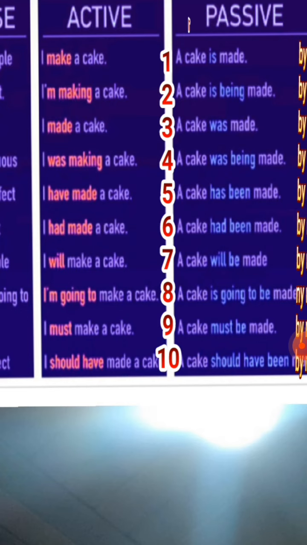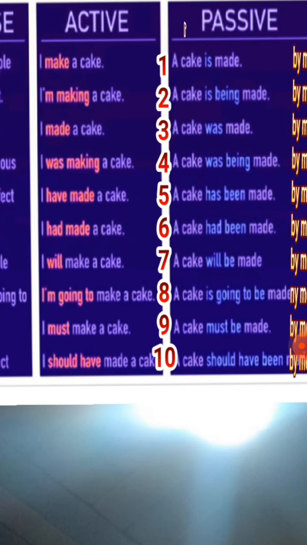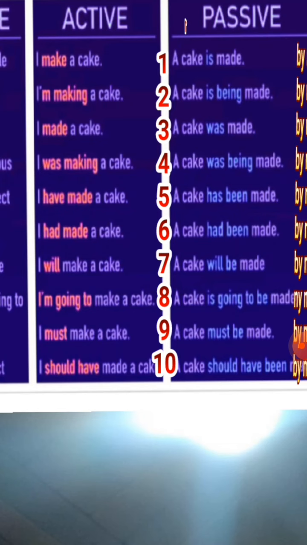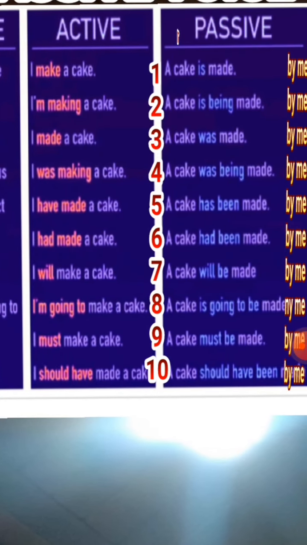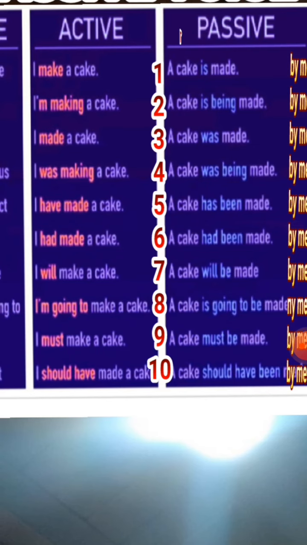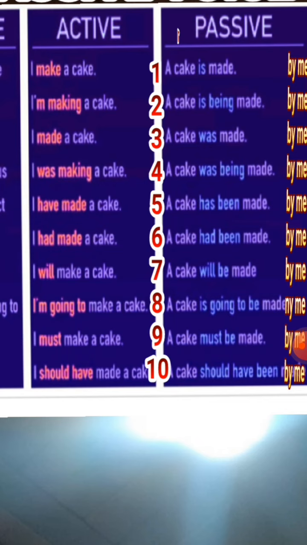And then example number 8. If the sentence uses be going to, I'm going to make a cake. In passive voice it becomes: a cake is going to be made by me.